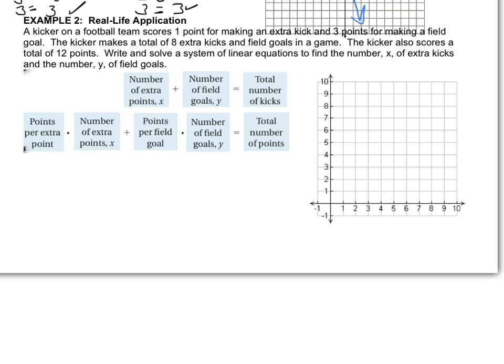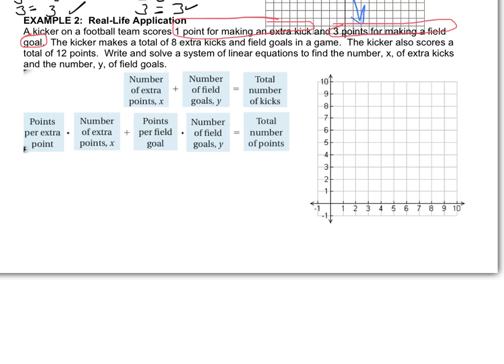I want to read through the information and see what I have. So right away, a kicker on a football team scores 1 point for an extra kick. Okay, 1 point for the extra point or the extra kick, and 3 points for a field goal. That one is obviously talking about the number of points you get for those different types.